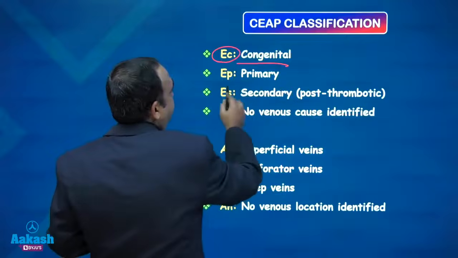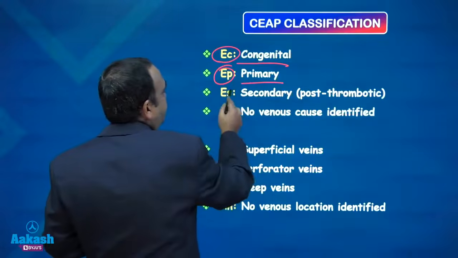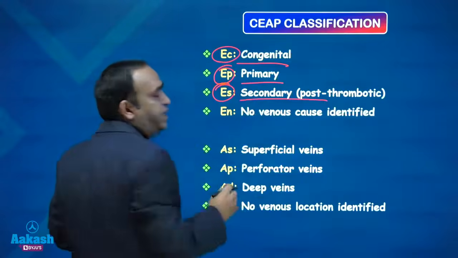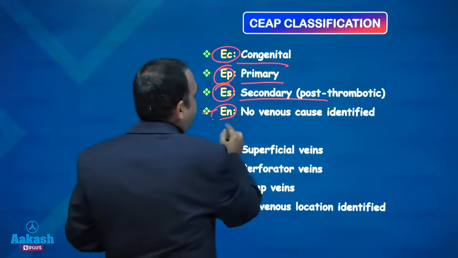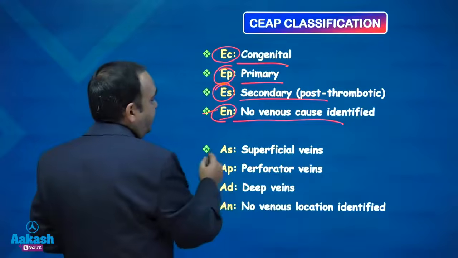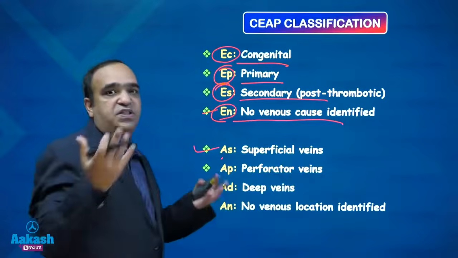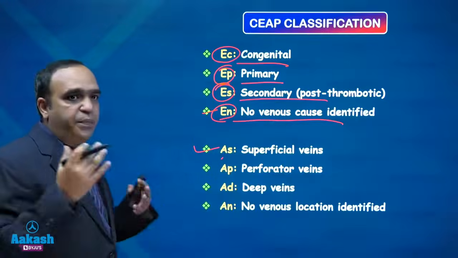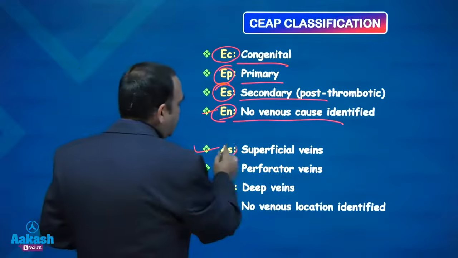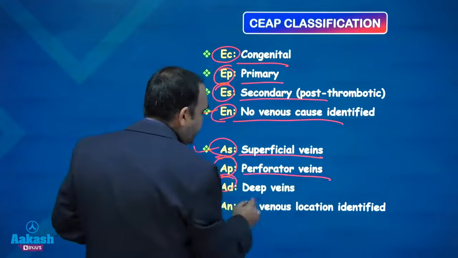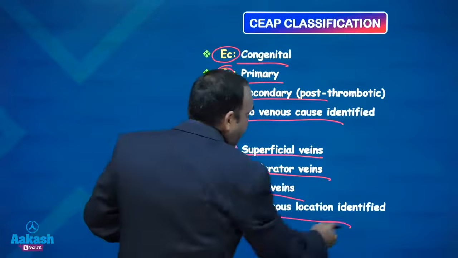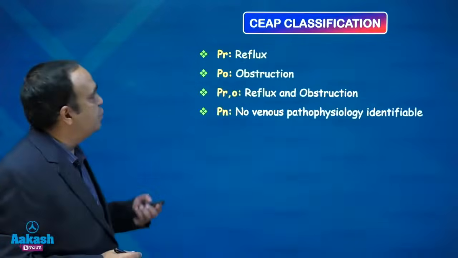EC is congenital, EP is for primary varicose veins, ES is for secondary, that is, post deep vein obstruction, and EN is no venous cause identified. Then anatomical, which system is involved: superficial, deep, perforator or both. So AS for superficial veins, AP for perforator veins, AD for deep veins, AN no identifiable venous location.